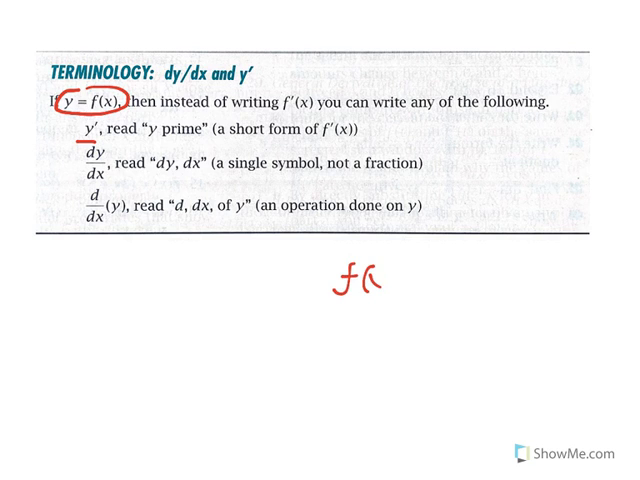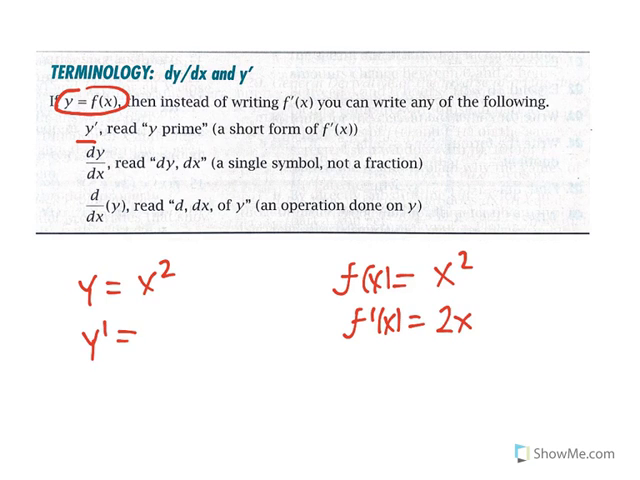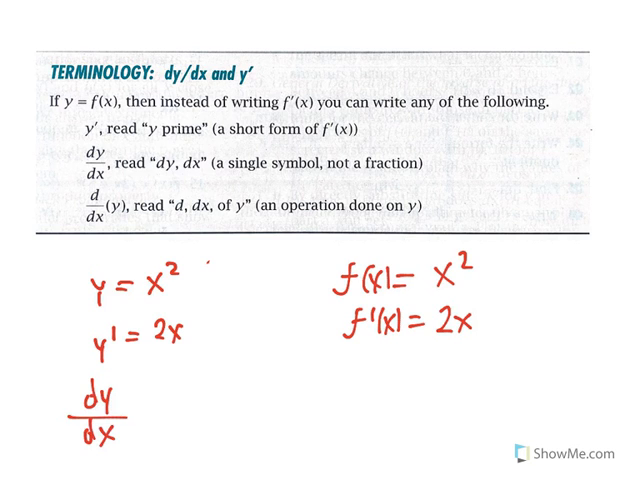If you have f of x is equal to maybe x squared, then you would use f prime of x is equal to 2x. If you have y is equal to x squared, then you would write y prime is equal to 2x. Here you say f prime of x, here you say y prime. You could also write the derivative in this case as dy dx is equal to 2x.